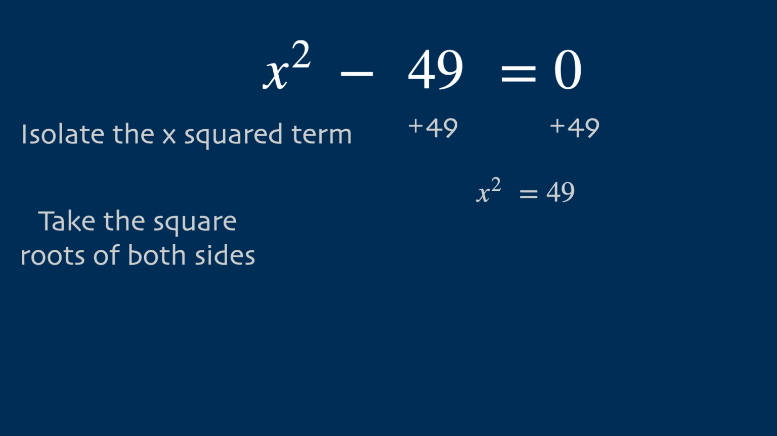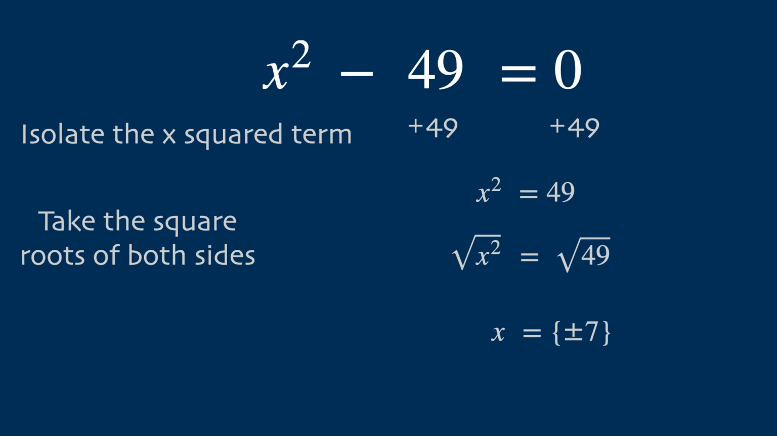All right, so I'm going to take the square root of x squared, and I'm going to take the square root of 49. Well, when I take the square root of x squared, that's going to give me x. And when I take the square root of 49, remember that I can take 7 times 7, but I can also do negative 7 times negative 7. So my roots for this equation are going to be positive 7 and negative 7.